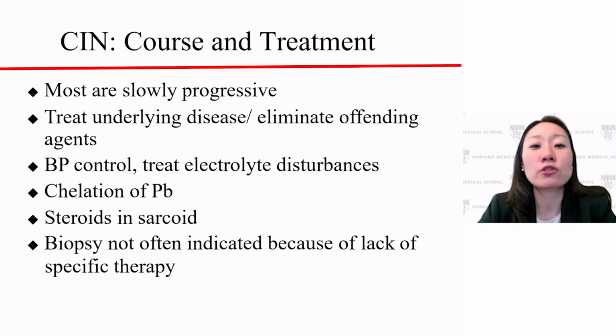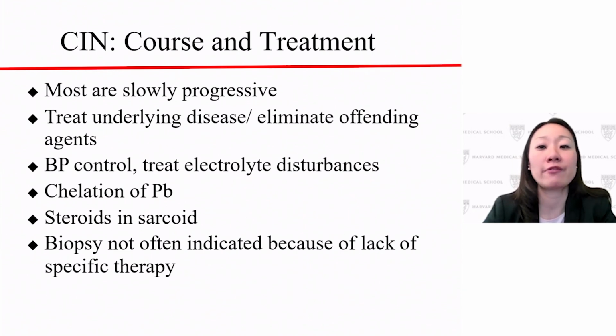So what is the natural course and treatment of chronic interstitial nephritis? Most are unfortunately slowly progressive, and the key to treatment is treating the underlying disease as well as eliminating any offending agents, as well as treatment of the sequelae of chronic kidney disease, including blood pressure control, treatment of electrolyte disturbances, and in some cases where warranted, treatment with steroids. Biopsy is often not indicated because of the lack of specific therapy.